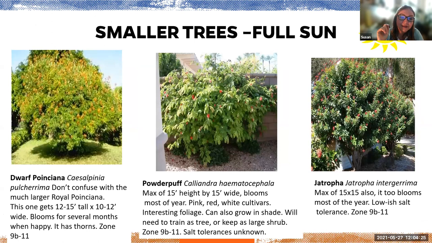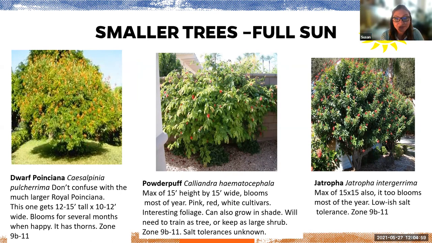And here are smaller trees for full sun. The dwarf poinciana, don't confuse that with the huge royal poinciana that you may be familiar with. This little one gets only about 12 to 15 feet high and about 12 feet max wide, and blooms for several months out of the year. Not quite the same bloom, of course, as the royal poinciana, but more of an orange bloom, but still very attractive to hummingbirds and butterflies.